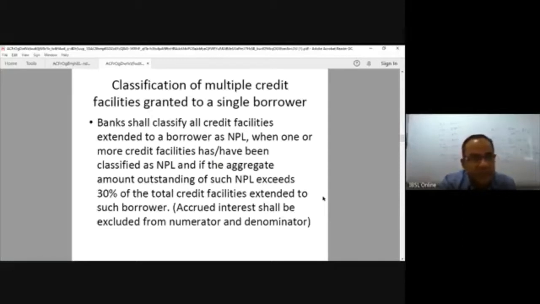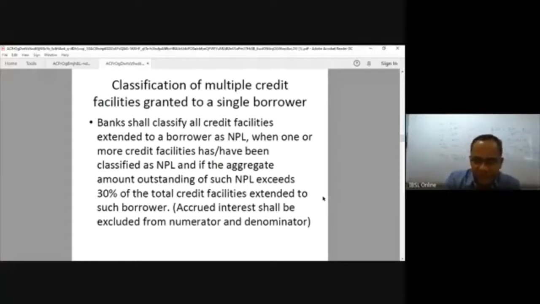This happens because some customers were in the habit of defaulting somewhere, whereas they enjoyed working capital facilities like overdraft, keeping it within the limit and depositing and taking out, while not paying the loans. So due to that, the central bank has said that if in aggregate 30% or more of the facilities granted to the customer becomes non-performing, then the entire facilities given to the customer become non-performing.